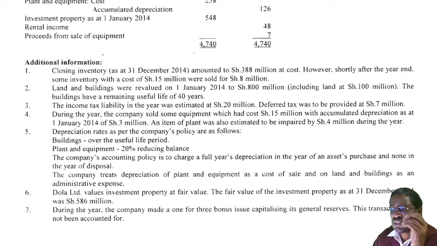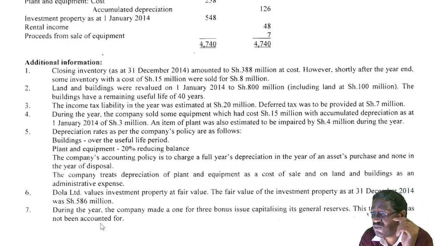Number 1, they are saying the closing inventory as at 31st December 2014 amounted to 388 million at cost. However, shortly after the year has ended, some of the inventory, which cost 15 million, was sold for 8 million. Number 2, I'll talk about that in a short while.